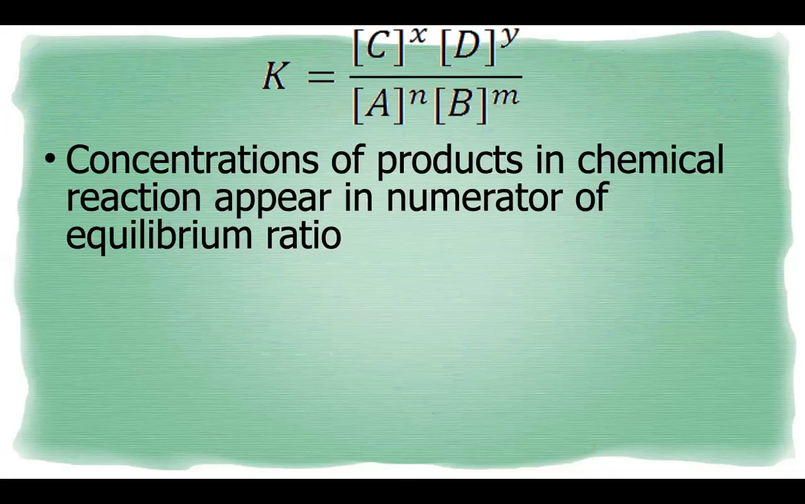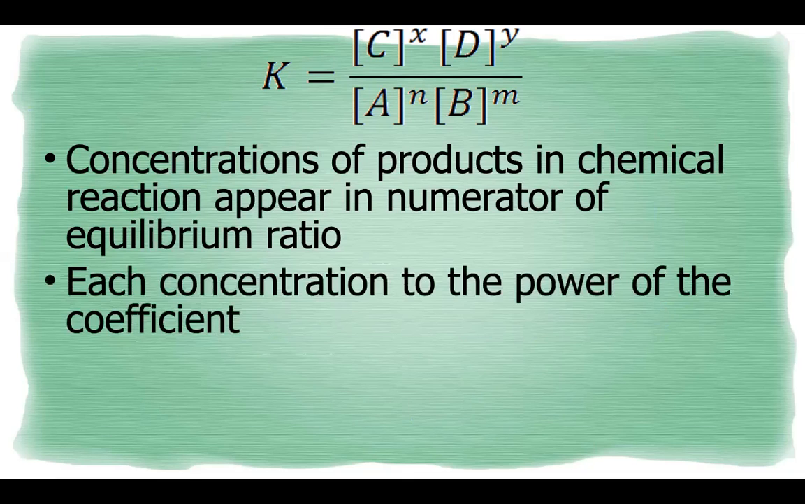Okay. The concentrations of the products in a chemical reaction appear in the numerator, and each concentration is raised to the power of the coefficient. This is very different from reaction rate, which we did in the last chapter, where you have to use experimental data to calculate the exponent or the order of the reaction. Now it's really easy. You have a balanced equation. If you don't, balance it first, and then the coefficients are the exponents.